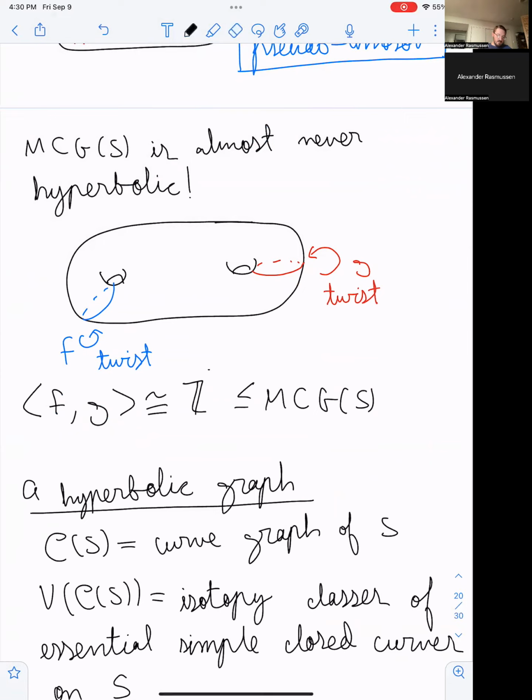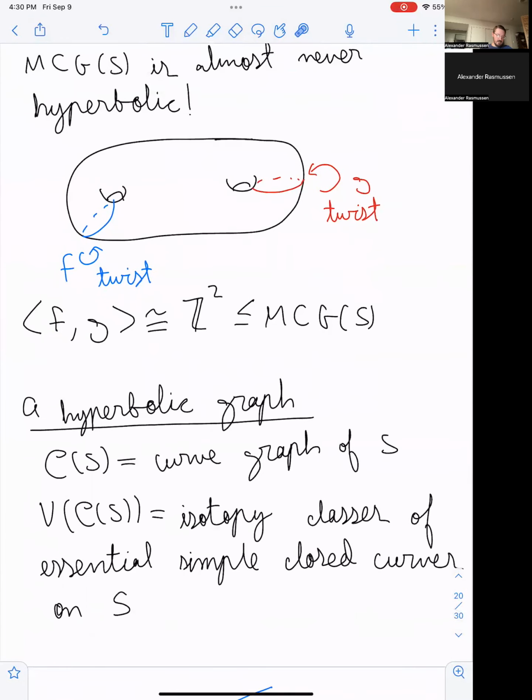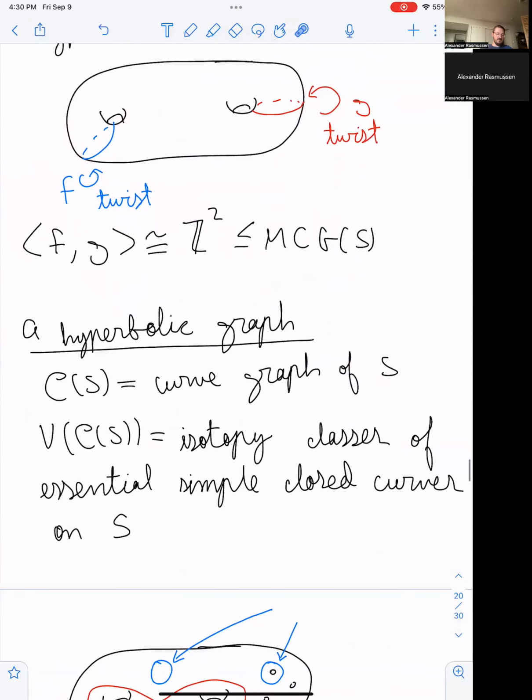Now, this tells us the mapping class group is not hyperbolic. Why? Well, if it were hyperbolic, then any solvable subgroup would have a finite index cyclic subgroup. Z squared is solvable, but it doesn't have a finite index cyclic subgroup. So the mapping class group is not hyperbolic. So is all hope lost in trying to study this group? Well, no, definitely not, because there's a really nice, beautiful hyperbolic space that this does act on. This is called the curve graph of S.